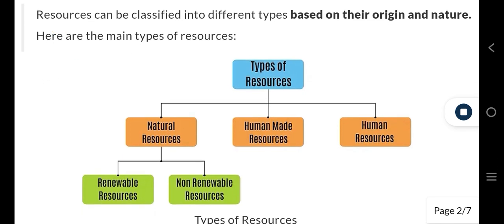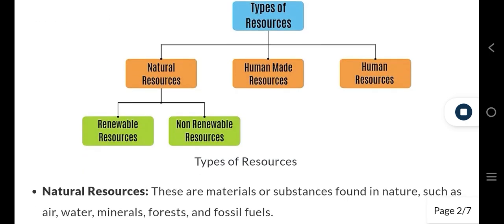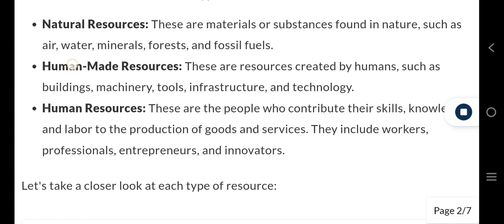What are the different types of resources? Resources can be classified into different types based on their origin and nature. Here are the main types of resources. Natural resources. These are materials or substances found in nature, such as air, water, minerals, forests, and fossil fuels. Human-made resources. These are resources created by humans, such as buildings, machinery, tools, infrastructure, and technology. Human resources. These are the people who contribute their skills, knowledge, and labor to the production of goods and services. They include workers, professionals, entrepreneurs, and innovators.